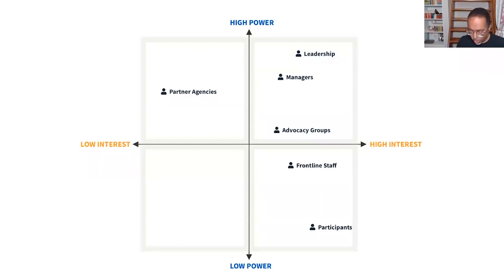Along the x-axis, you're charting who has low interest, who doesn't really care about this project because they're not going to be impacted by it. On the other end, high interest, who really cares because they're going to be impacted by it. Then along the y-axis, you're looking at power. Who has very little say in how this design works out? And on the other end, who has all the say? What you're looking for are people who fall into that lower right quadrant. They are very impacted by the work, but they have no say in it.